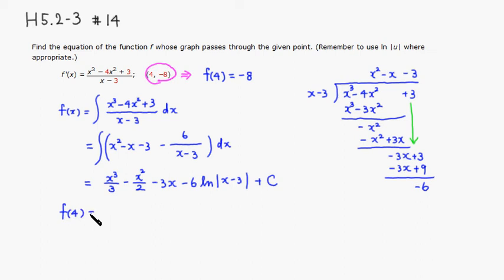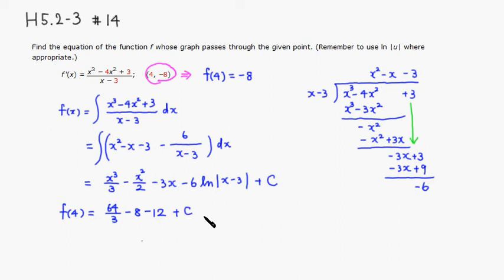So f of 4 is equal to 4 cubed, which is 64, over 3, minus 4 times 4 is 16 divided by 2, so that would be 8. And 4 times 3 is 12, so it's minus 12. Then if you plug in 4 here, 4 minus 3 is 1. Natural log of 1 is 0, so I'm not going to write anything down. And then you have a plus c here.